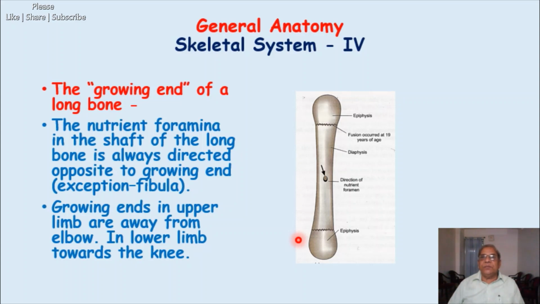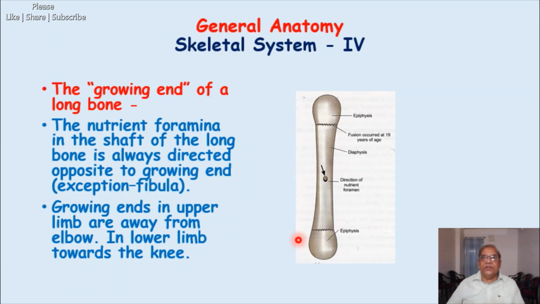And since the upper end of the humerus is the growing end, it will keep on growing, so the stump of the humerus should be covered by the soft tissue, muscles and skin, such that this growing end of the humerus should not penetrate the skin.